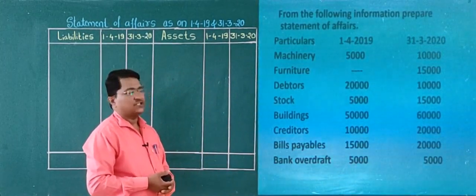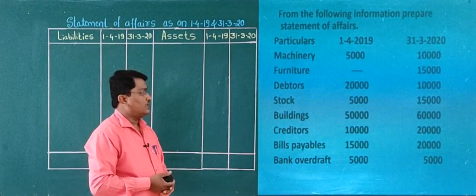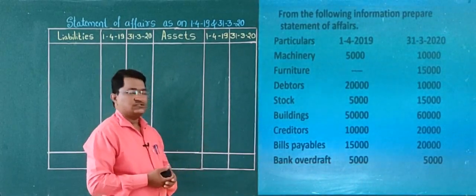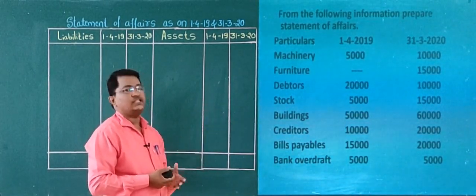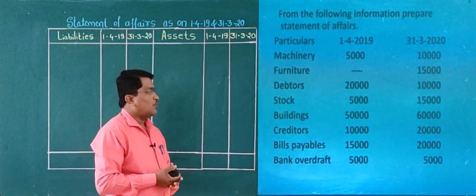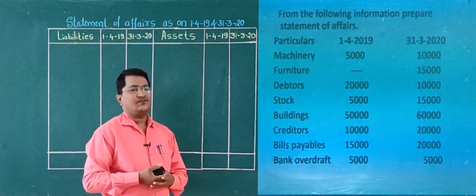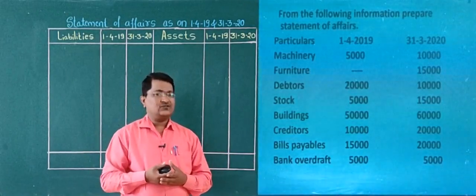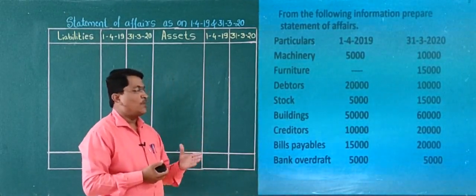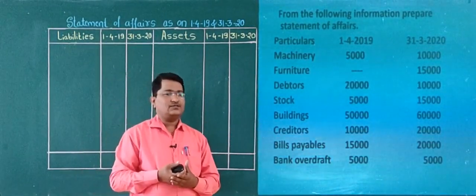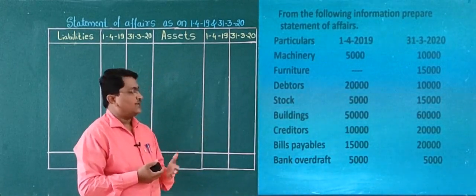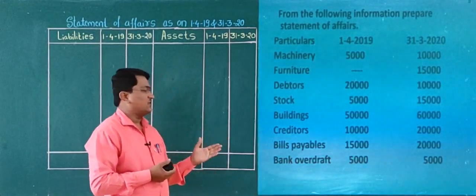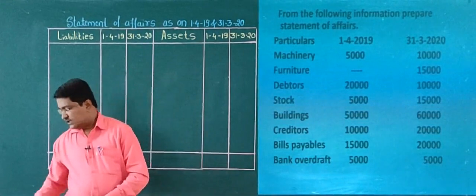Machinery opening balance 5,000, closing 10,000. Furniture opening balance is nil and closing balance 15,000. Debtors opening balance 20,000, closing balance 10,000. Stock opening balance 5,000, closing balance 15,000. Buildings opening 50,000, closing 60,000. Creditors opening balance 10,000, closing balance 20,000. Next, bills payable opening 15,000, closing 20,000, and the last one is bank overdraft opening 5,000, closing 5,000. So this is the problem.